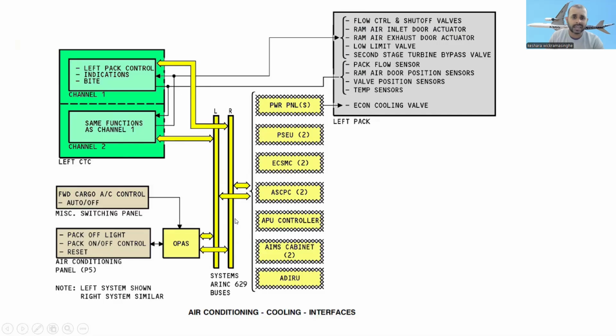Okay, so you can see the cooling interfaces. All right, you can see here ADIRU, AIMS cabinet, APU controller, ASCPC, and the ECS cards, PSEU and power panels. Okay, you can see the pack lights, pack on/off control, reset. This is the air conditioning panel P5 and miscellaneous switching panel. This one on the left, CTC, cabin temperature control.